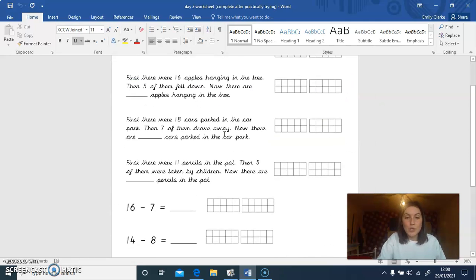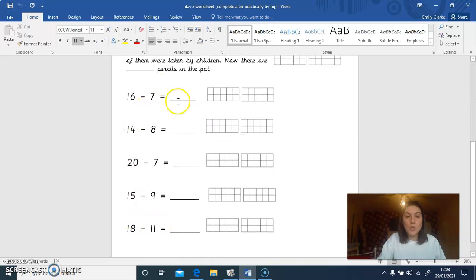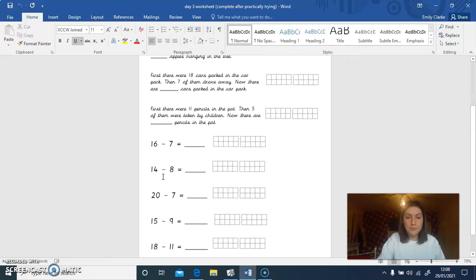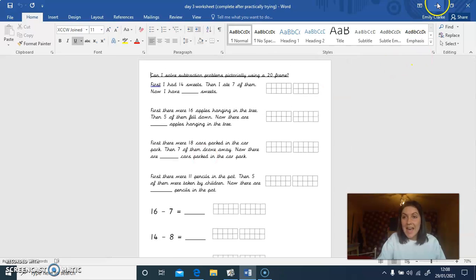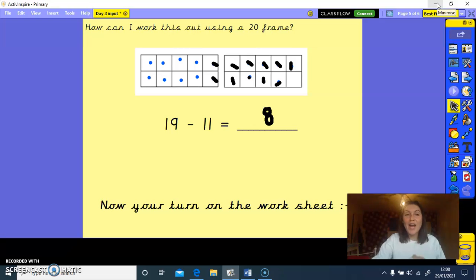And that is what you will do for this sheet here. Here you are just solving it using the number sentence rather than the word problem. And that today is your activity. I hope you enjoyed doing it practically first, and I can't wait to see it pictorially on your worksheets.